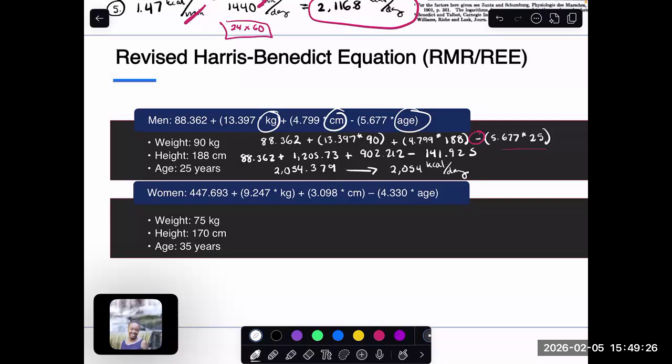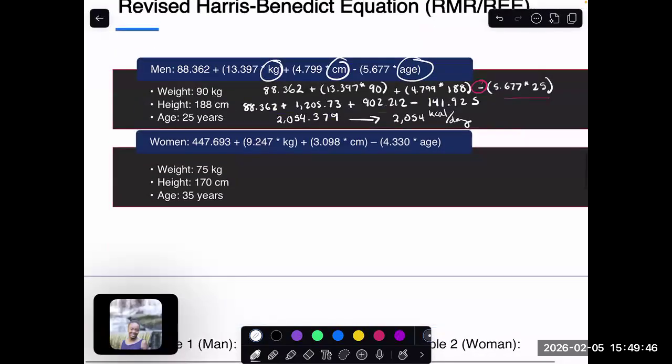So like I said before, this is a predictive equation. It will not have units because we used the values. They used kilograms, average kilograms, centimeters, and age to create the predictive equation. So you don't have to see it or like convert it to kcals per day when it's all said and done. All right. So for women, same process.